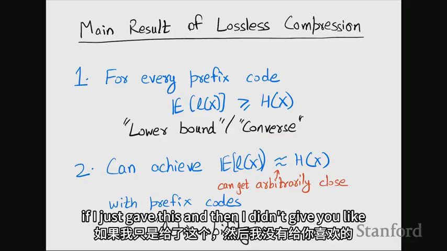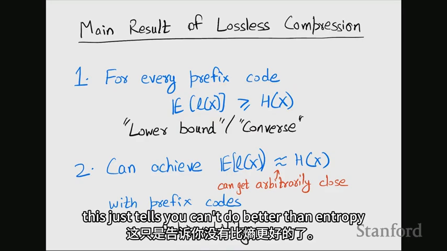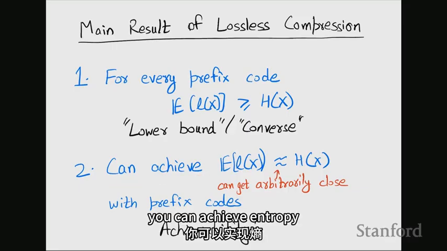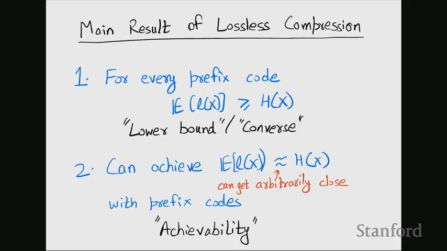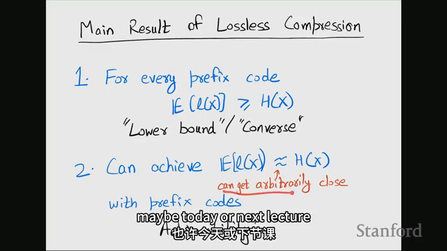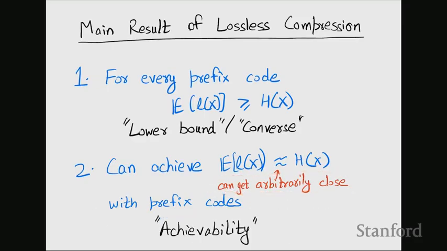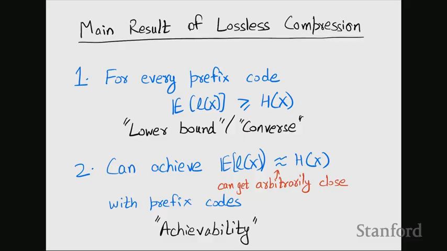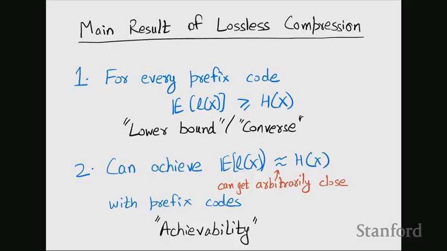And not only this, right? If I just gave this and then I didn't give you what can you do, this is a negative result in a way, right? This just tells you can't do better than entropy. But there is another result. You can achieve entropy. You can get arbitrarily close to entropy. And we will talk about maybe today or next lecture what we mean by arbitrarily close with prefix codes. So this is the achievability part. I will stop here for a minute. I'll let you digest this and then we'll move on.